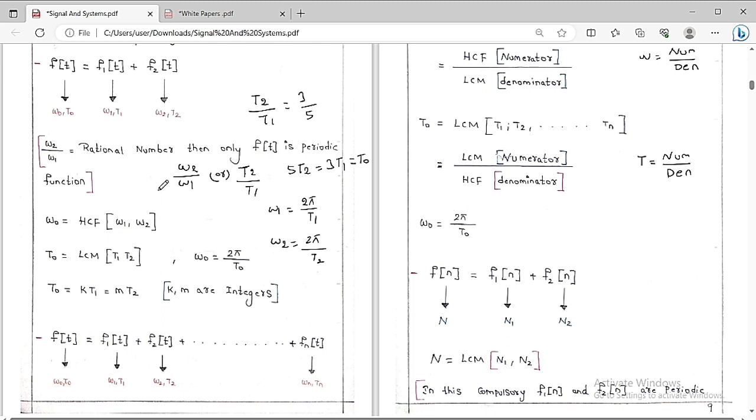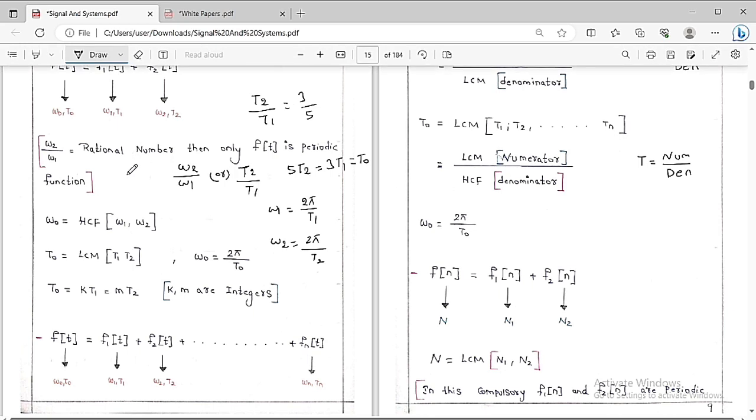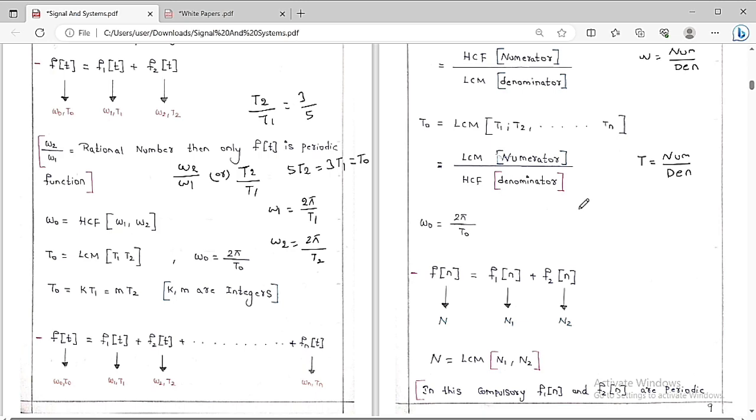So this is what I am trying to tell you. This is for 2 signals and this is for n signals. How to figure out these things I have told you in a clear-cut manner. So if 2 signals are given, use this procedure; if n signals are given, use this procedure, in order to figure out the overall signal time period as well as the frequency with the help of this concept.